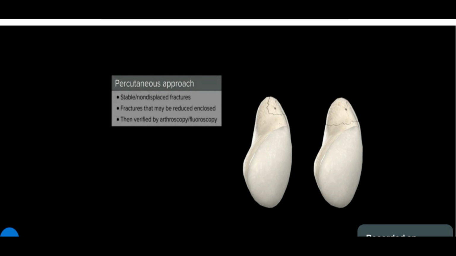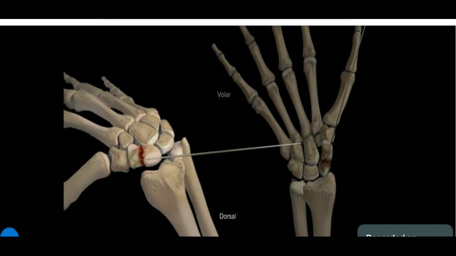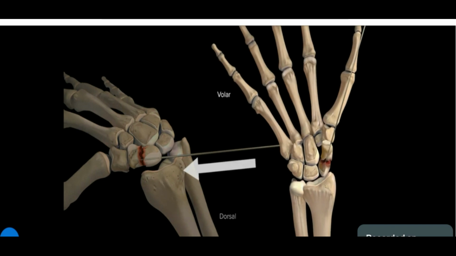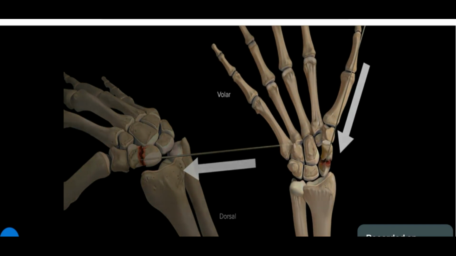First, the percutaneous approach can be used for stable, non-displaced fractures, or fractures that may be reduced by closed methods and verified by arthroscopy or fluoroscopy. The key for screw positioning is the accurate central placement of a guide wire under fluoroscopy. The dorsal percutaneous approach requires the wire and screw be placed from proximal to distal. In the volar percutaneous approach, oppositely from distal to proximal.